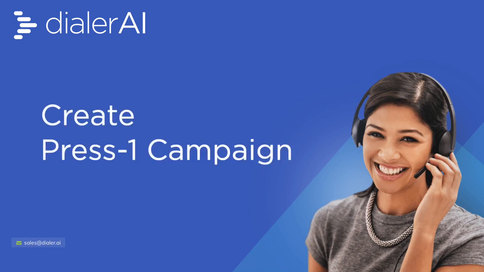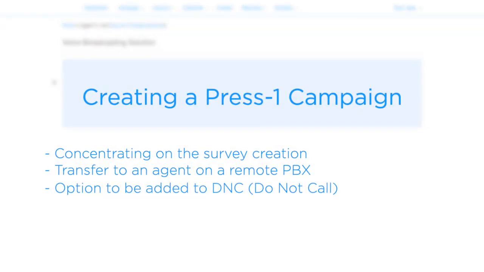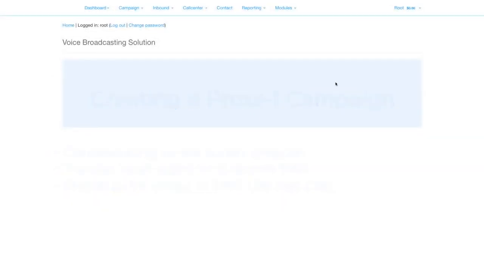Welcome. This video is going to cover creating a Press 1 campaign, concentrating on building the survey which, when you call your contacts, will deliver your proposition by recorded message, then invite the contact to Press 1 to speak to an agent. The contact will also be able to Press 9 to be added to the DNC list.